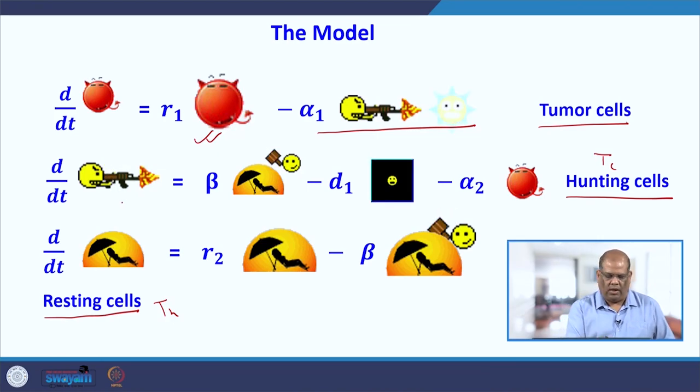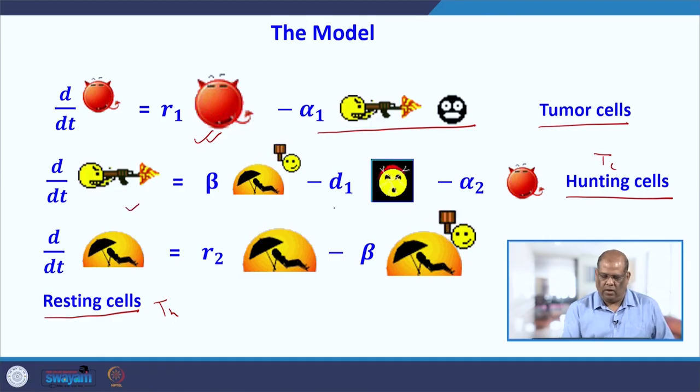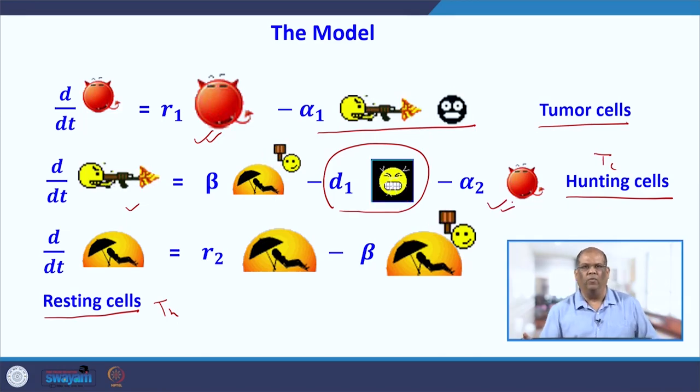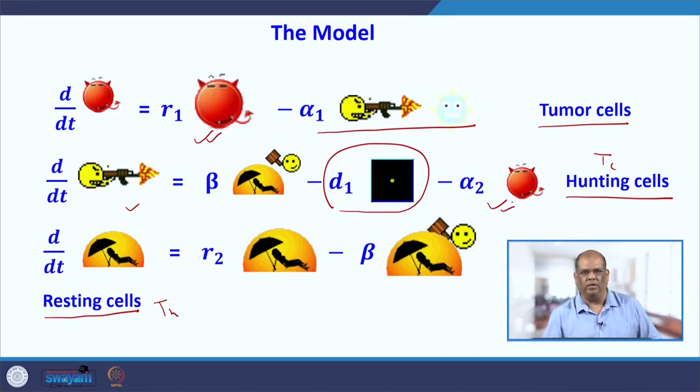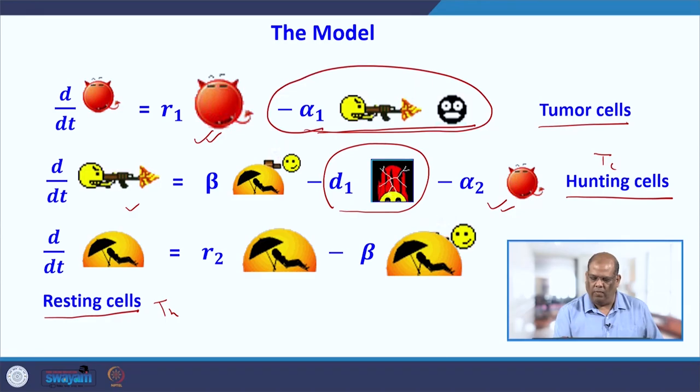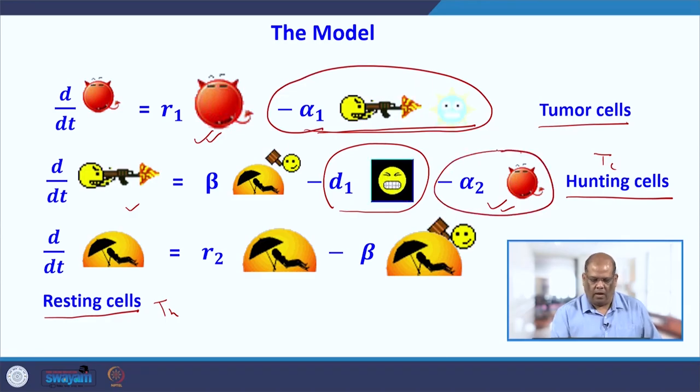Now, this is the natural death of the TC cells, and this is where the tumor is harming the TC cells. So, when there is an interaction between the tumor and the cytotoxic T lymphocytes, either the tumor cell kills the immune cells or the immune cells kill the tumor cells. So, that is why both the killing parts will be here. Now, this is the part which I will explain at the end.